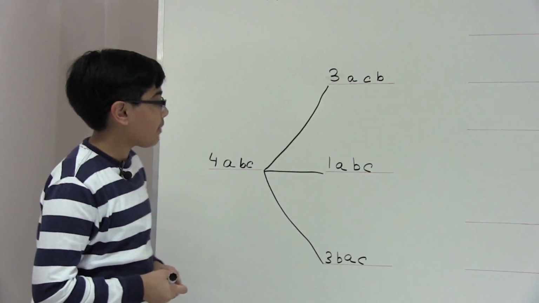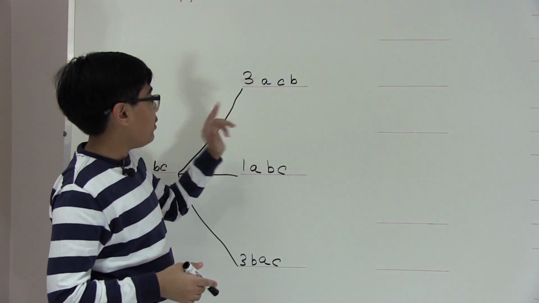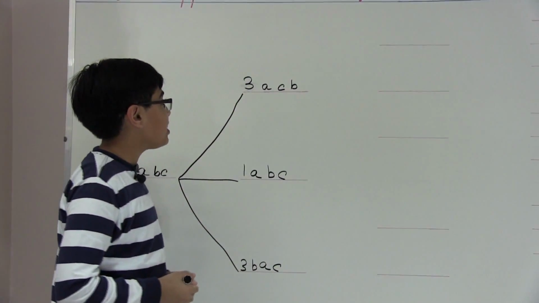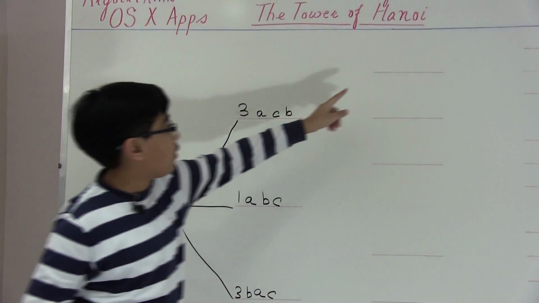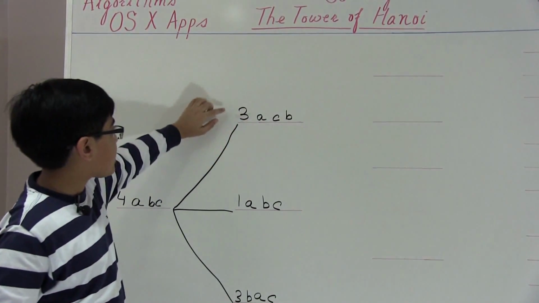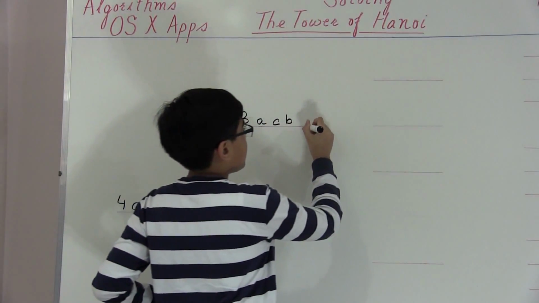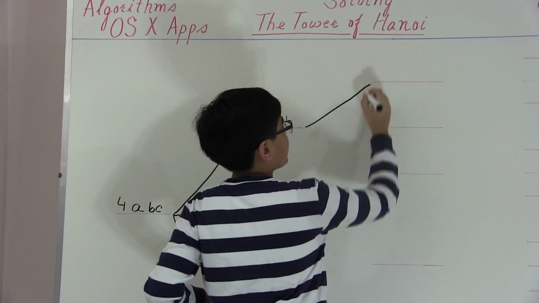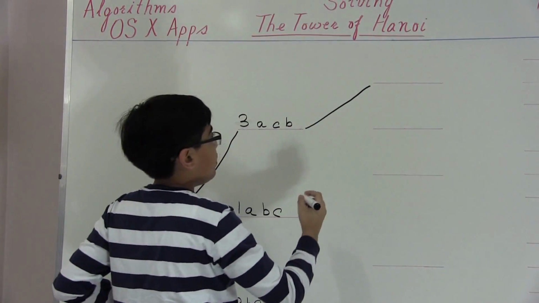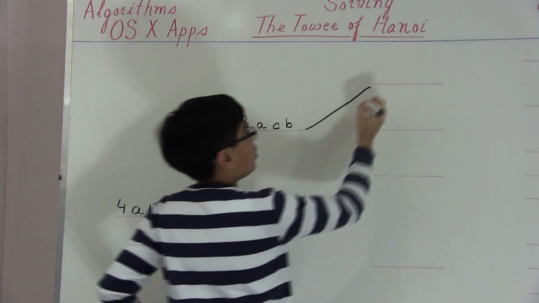Okay, so now, from 3ACB, what are we going to be doing? First of all, we know that the first node over here is just disks minus 1. Okay, so the disks number for this specific node will be 3 minus 1, which is 2.